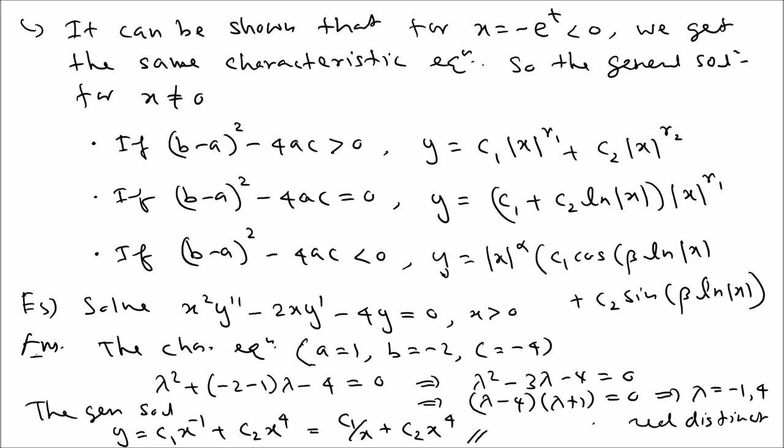So you can see it's not that difficult, but you have a new characteristic equation. It is not a lambda squared plus b lambda plus c. It is a lambda squared plus (b minus a) lambda plus c. Okay, good. So that's about the characteristic equation for Cauchy-Euler equations. Let's move on to the higher order differential equations. We'll talk about the basics, and then move on to the non-homogeneous equation and the undetermined coefficient method.